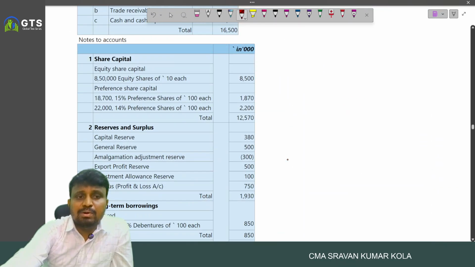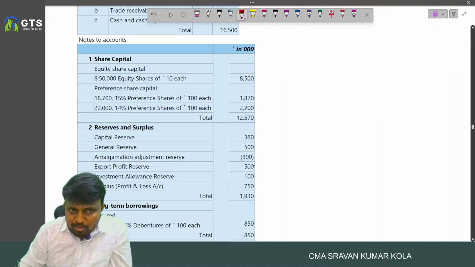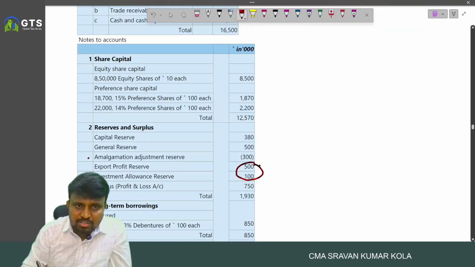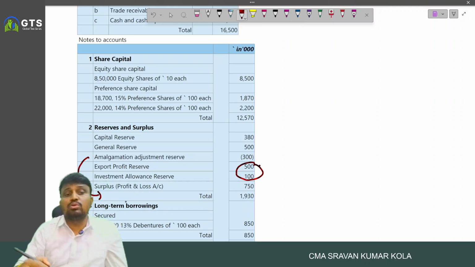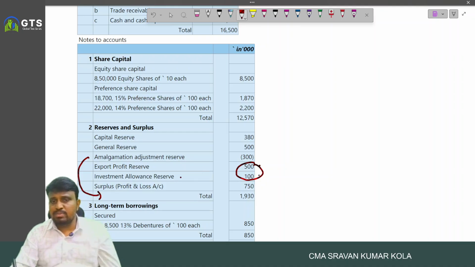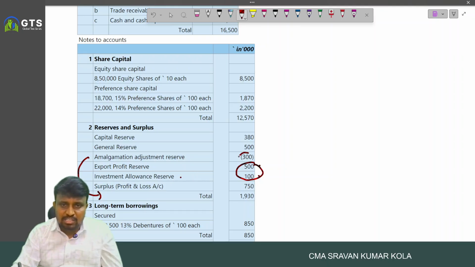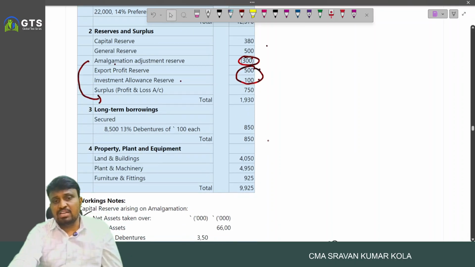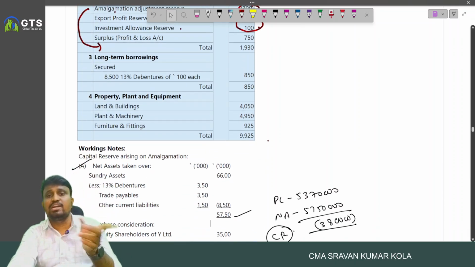And how to present it in the balance sheet? Export profit reserve, investment allowance reserve and amalgamation adjustment reserve, better to show within the total of reserves and surplus. In export profit reserve, 200 is added. Investment allowance reserve, 100 is added. And the 300 is reduced in the form of amalgamation adjustment reserve. And accordingly 18,700 preference shares and 3,50,000 equity shares are increased. The remaining, we have to add each and everything on a line by line basis.